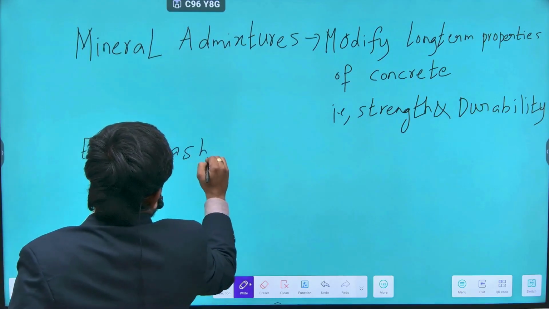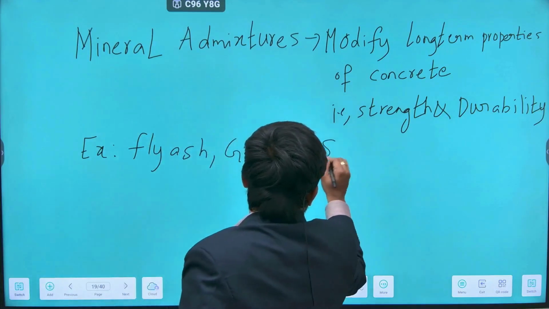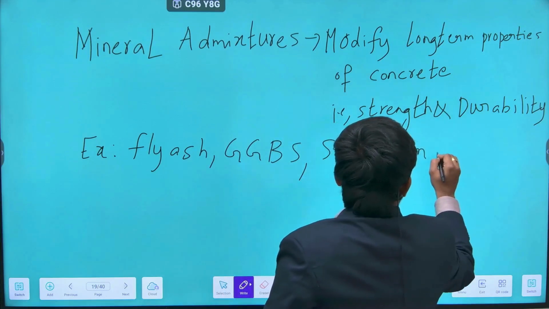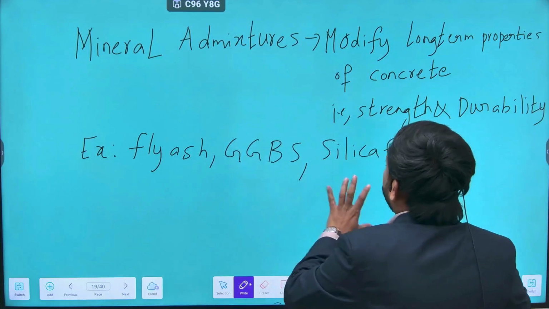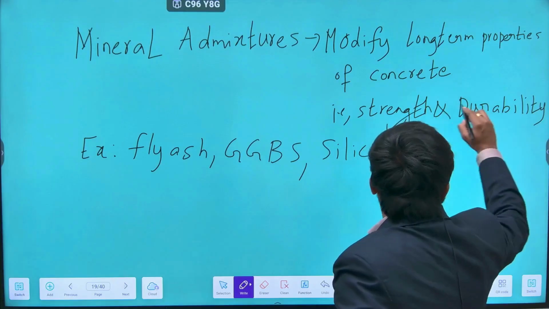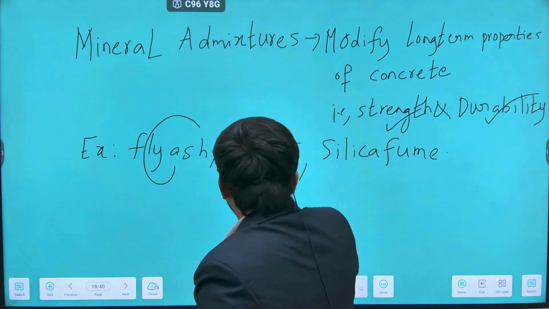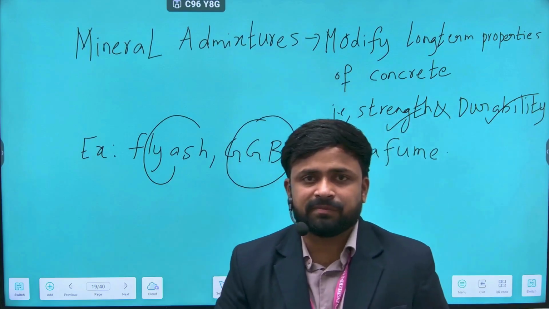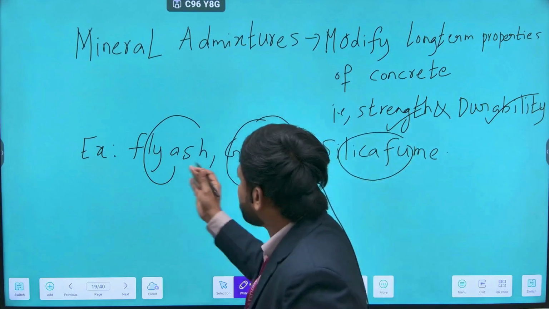Fly ash, GGBS, silica fume. Okay. Why will I add all these mineral admixtures into my concrete? I am going to modify the strength and durability properties by adding fly ash, GGBS. GGBS is nothing but ground granulated blast furnace slag. Okay, and silica fume. So where am I going to get all of these?